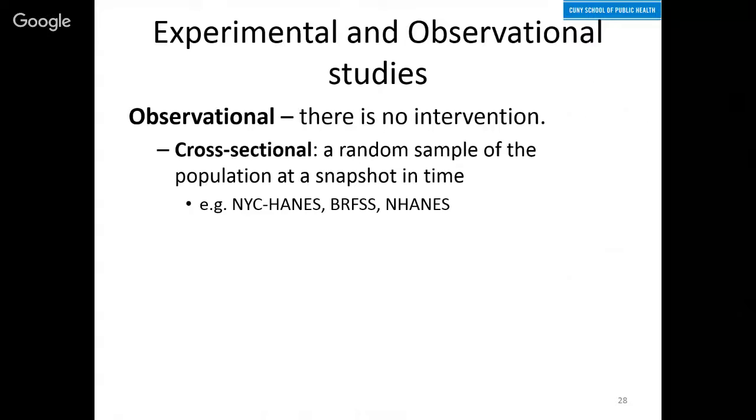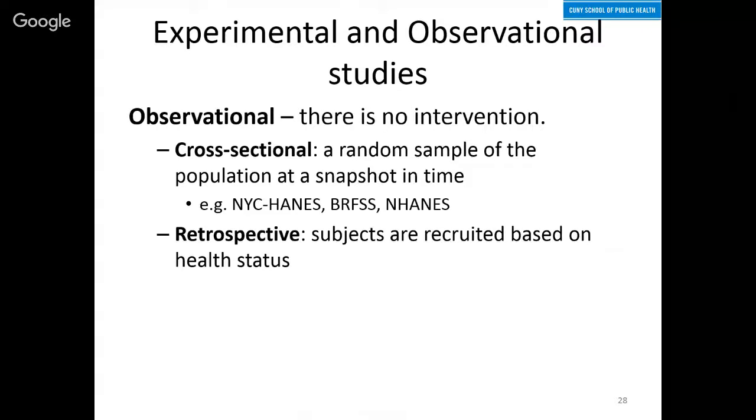In observational studies, there's no intervention. There are several types. Cross-sectional studies, such as the ones I mentioned, NYC HANES, the Behavioral Risk Factor Surveillance System, the National HANES study. These are a cross-section of the population at a given point in time, and they're just observing, asking questions, taking measurements. This, by the way, is how we would categorize the Go Viral study.